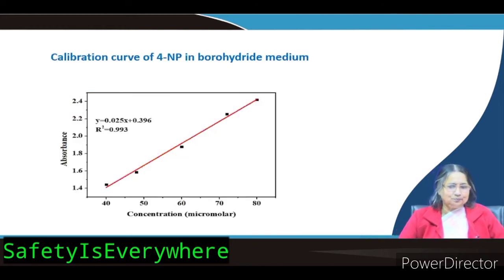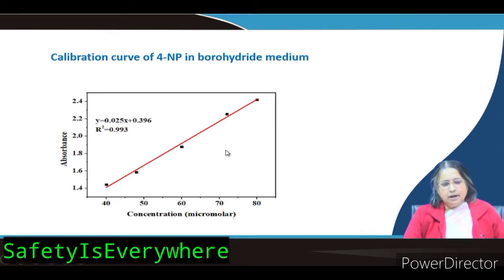Then what will we do? Before that, to know the concentration, I told you that we have to do some calibration curve. This is the calibration curve of 4-nitrophenol, actually 4-nitrophenolate in borohydride medium. You can see here the absorbance values for different concentrations of 4-nitrophenol that we have taken, and we plotted them to get a calibration curve. This is a linear plot, this is the Beer's law curve, I told you.